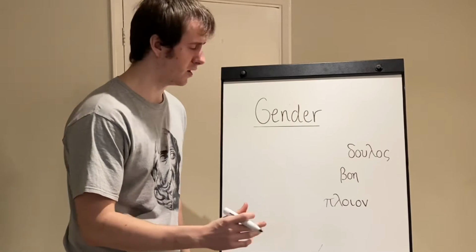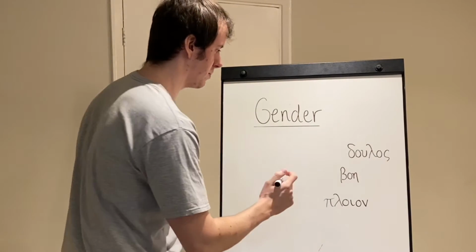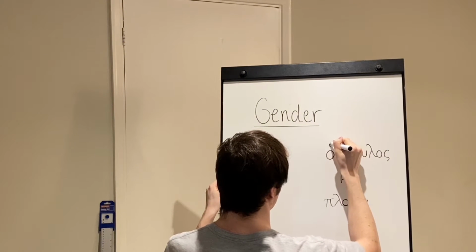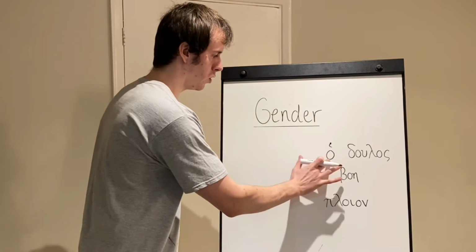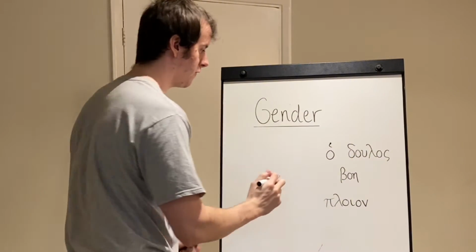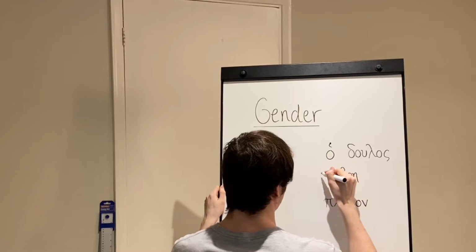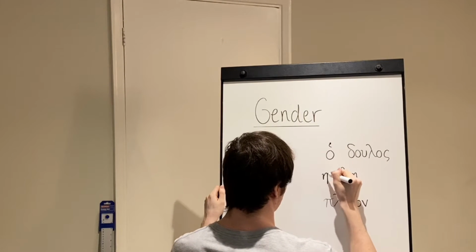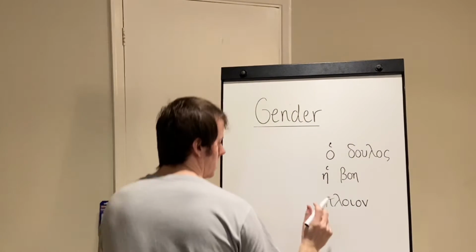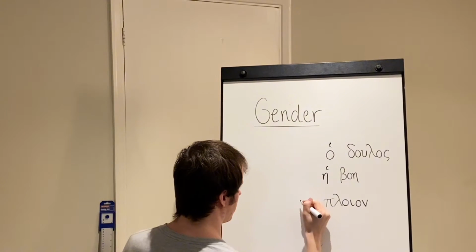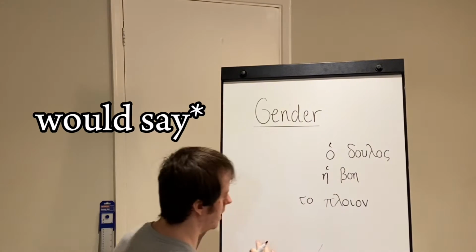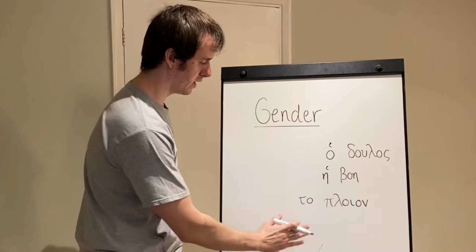So to illustrate, the word doulos, because it is masculine, would need a masculine form of the definite article before it. So we would say ho doulos, the slave. And because boer is a feminine noun, it needs a feminine form of the definite article before it. So we could say her boer, the shout. And finally, because ploion is neuter, we need a neuter form of the definite article before it. So we could say to ploion, meaning the ship.